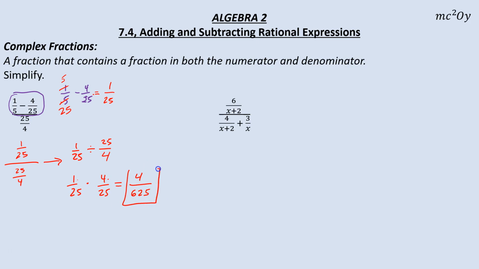Now sometimes it takes a while. You're adding, subtracting, and then all of a sudden you go to multiplying. Don't have to have a common denominator, even though we do. Always try to reduce. Nothing goes into 4 and 625, so you're done.